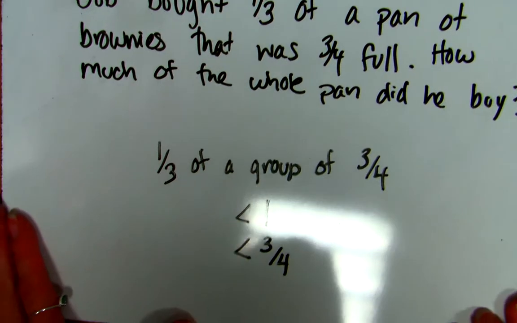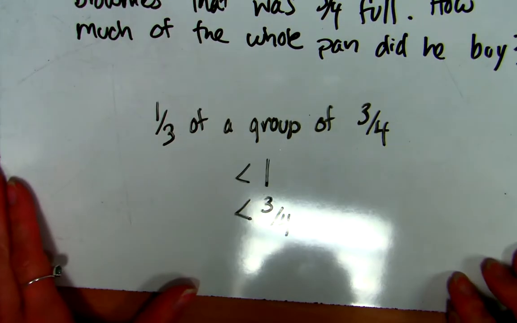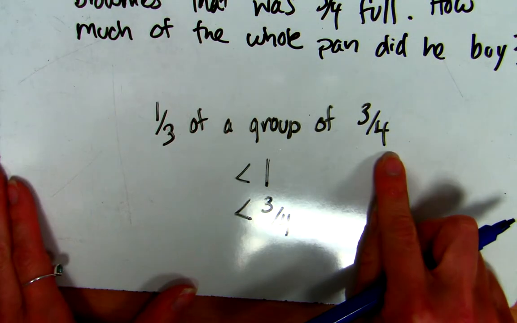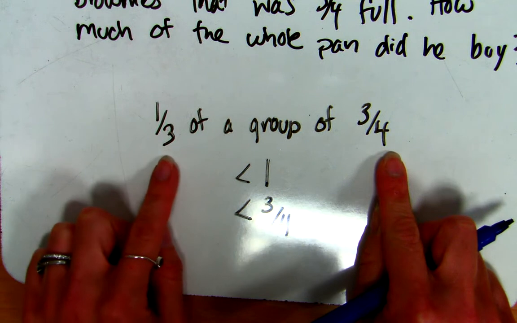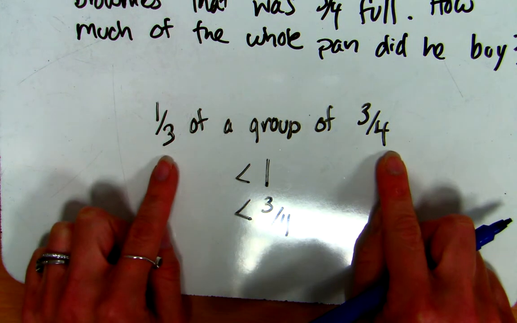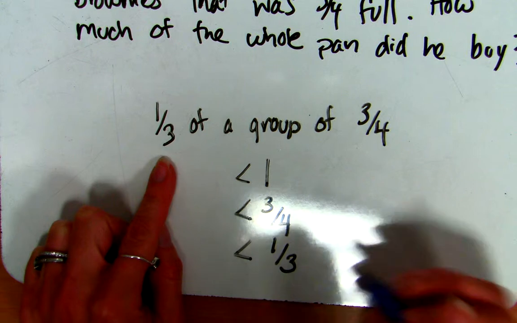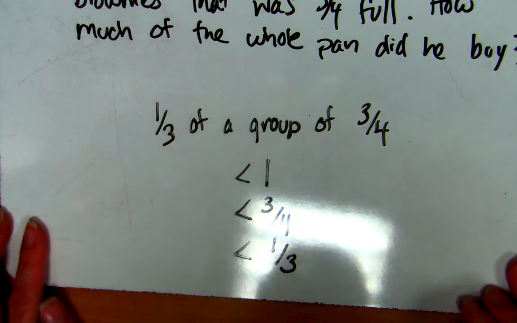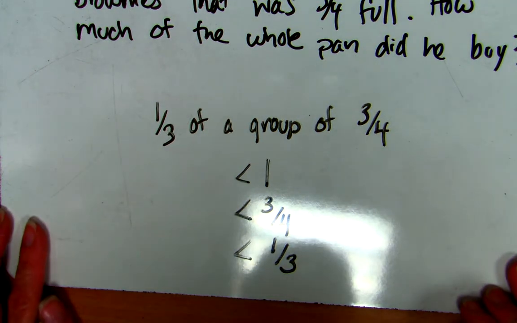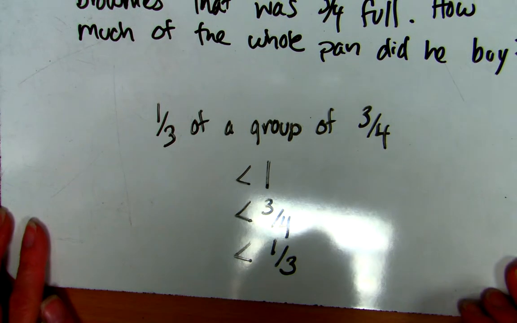Finally, because multiplication works both ways, you can also think of this as 3/4 of a group of 1/3. If he's taking part of a group of 1/3, his answer should also be less than 1/3. So his answer should be less than 1, less than 3/4, and actually less than 1/3 as well. So let's see what happens when we do the model.